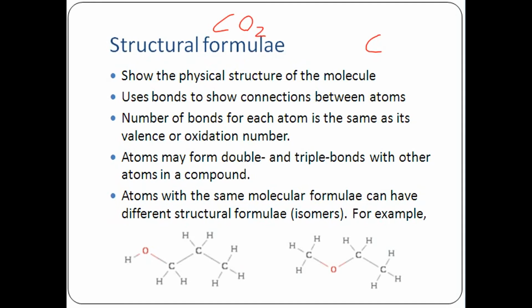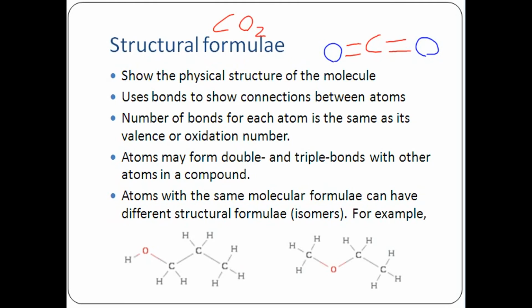And so if it only has 2 oxygens, it's going to make a double bond with each oxygen. And so what we'll get is this guy right here. This is the structural formula of carbon dioxide. Does each of the oxygens have 2 bonds like they want? Yes, because oxygen has a valence of 2. Does the carbon have 4 total bonds? Yes, it does, because its valence is 4. And so this would be what carbon dioxide would be.